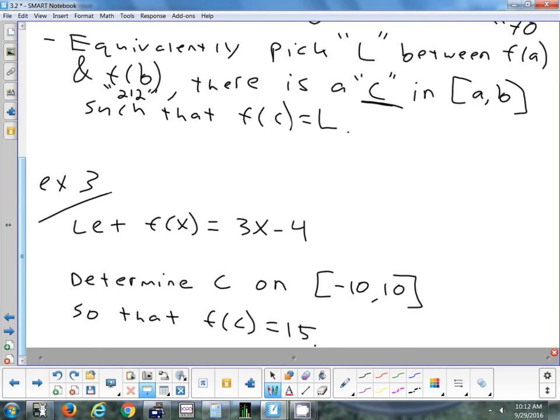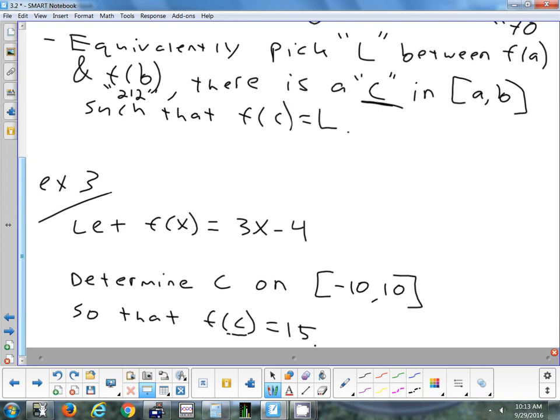All right, so I have a function, 3x minus 4. What kind of function is that? Linear. If it's linear, does that mean it's continuous? Yes. So we're dealing with a continuous function, so this theorem does apply. And I specifically want to focus on the interval from -10 to +10. I want to find a value that I could plug into that function that causes me to hit 15. Well, the first thing I have to do is figure out, is 15 even in the range of possibilities here?